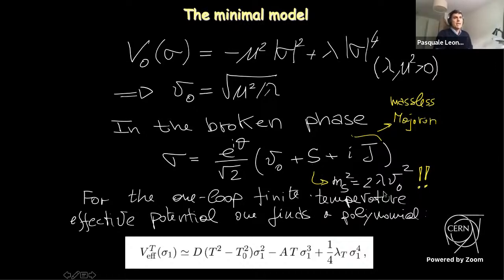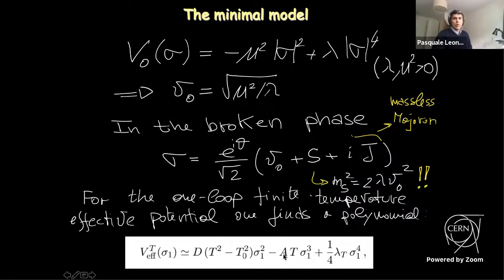You see there is a warning here. You better let this decay, otherwise you overclose the universe. In this case, you can easily arrange it in a way that it decays, for example, into the lightest right-handed neutrino. And then the one-loop finite temperature potential will have a polynomial form.